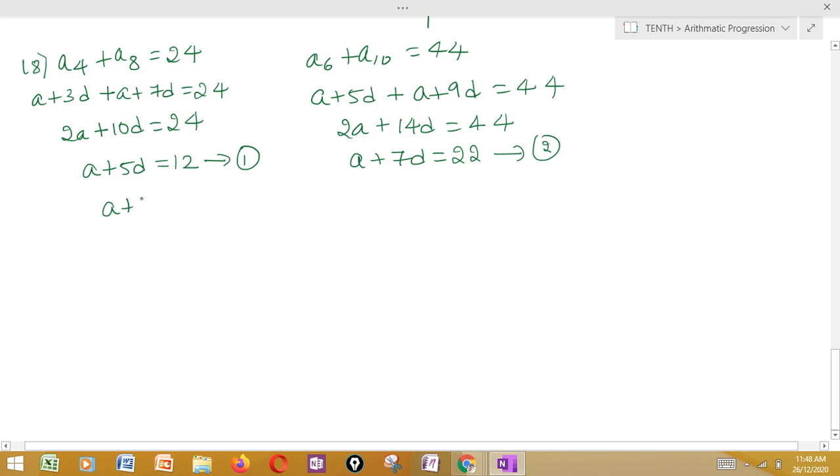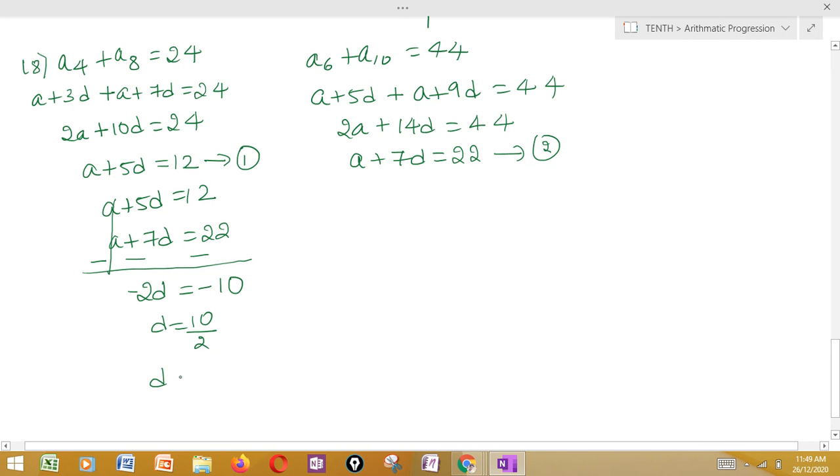Just write a plus 5d is equal to 12, then a plus 7d is equal to 22. Can we cancel that a directly now, or do we have to do something else? Yes, we have to change the sign. So plus will become minus, a gets cancelled, and minus 7 plus 5 gives minus 2d, minus 22 plus 12 gives minus 10. Leave the minus sign on both sides. d is equal to 10 by 2, so d is equal to 5.